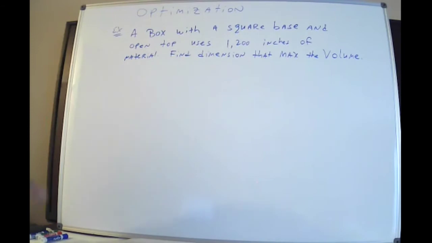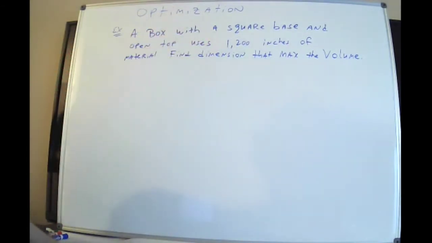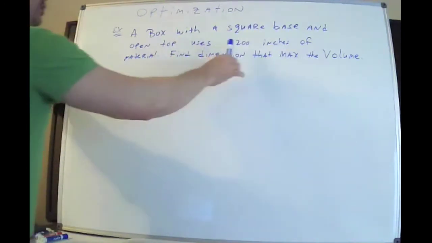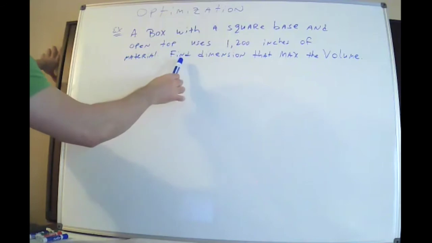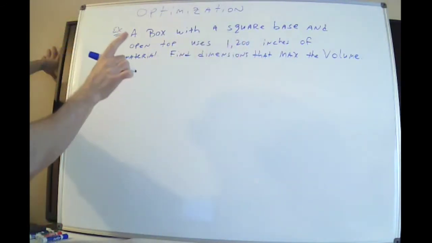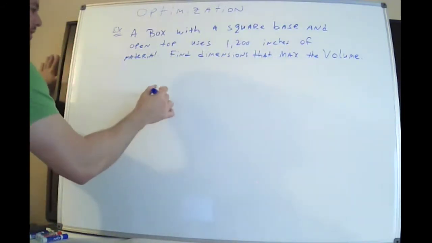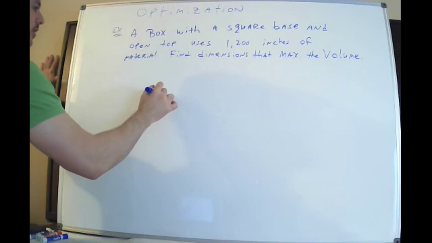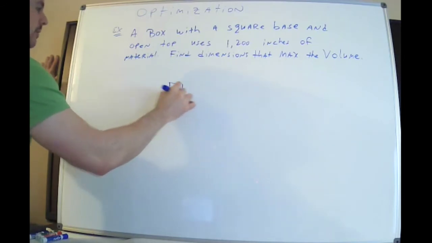All right. So the final problem. You have a box with a square base and an open top. And again, you're going to use 1,200 inches of material. That says material. I know it's hard to see. You want to find the dimensions that maximize the volume. Now, I didn't write maximize, I wrote max. Now, I have trouble drawing this so that it's easy to understand. So I'm going to try.